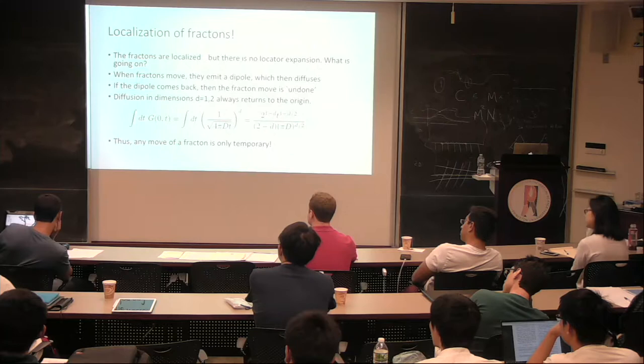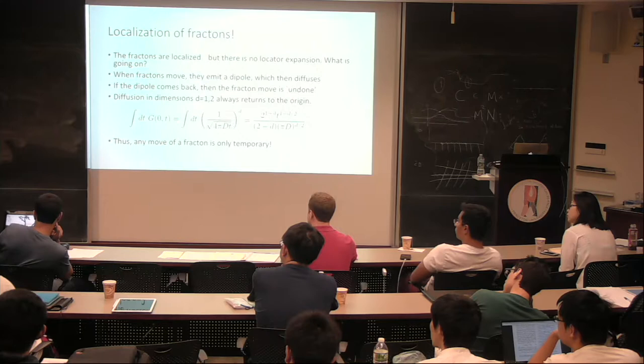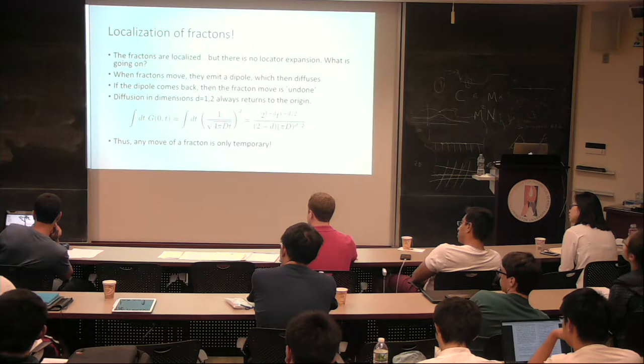What is the dipole doing? Well, the dipole is a conserved charge, which can be moved around by random gates that act on it. So it's executing a random walk. It's diffusing. But this dipole is diffusing in one dimension. And random walks in one dimension always return to the origin. Random walks in two dimensions always return to the origin. It's the standard result, but you can get it if you have the diffusion propagator.